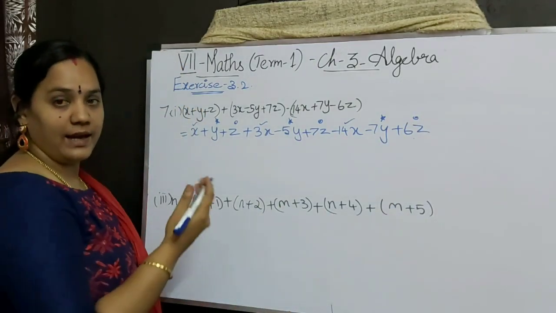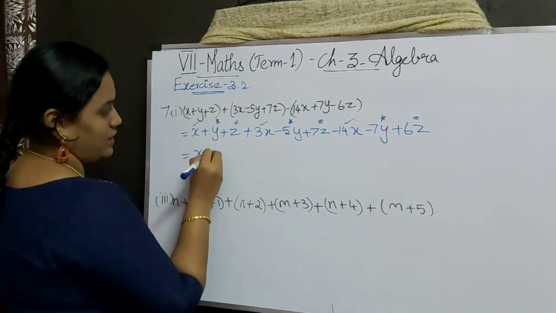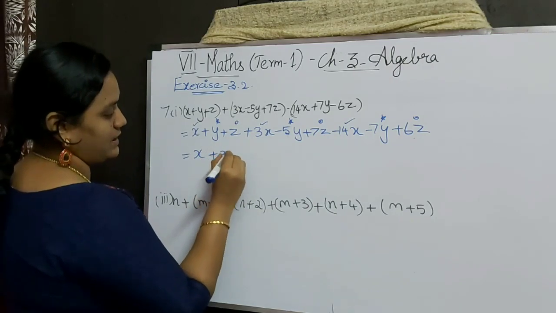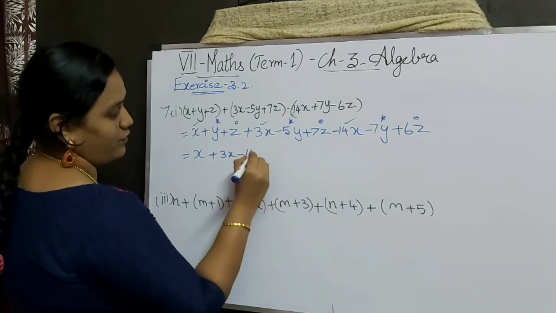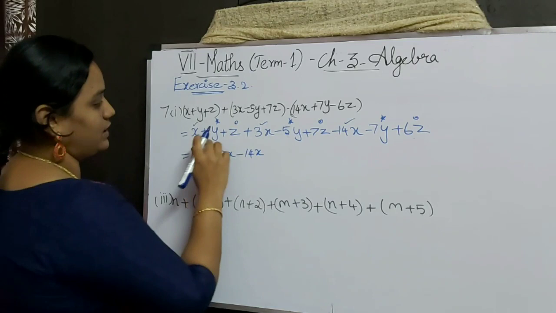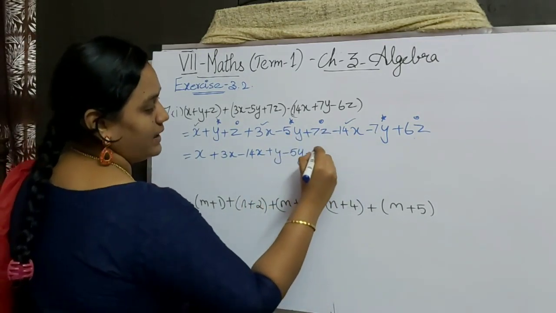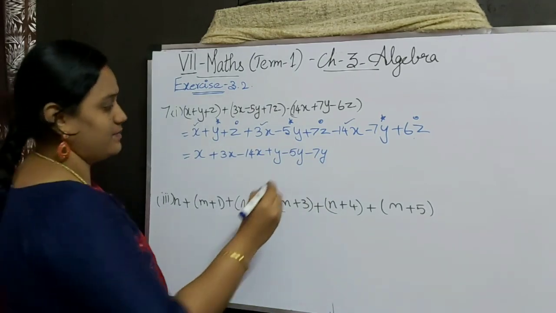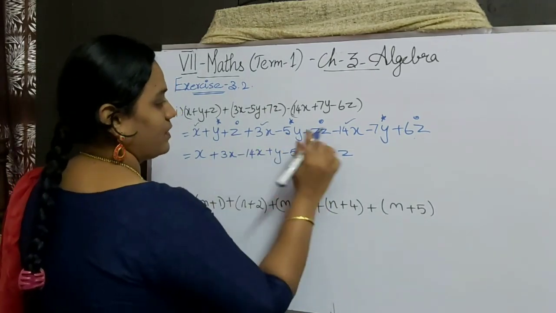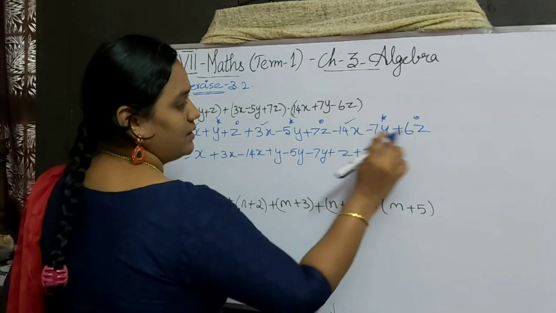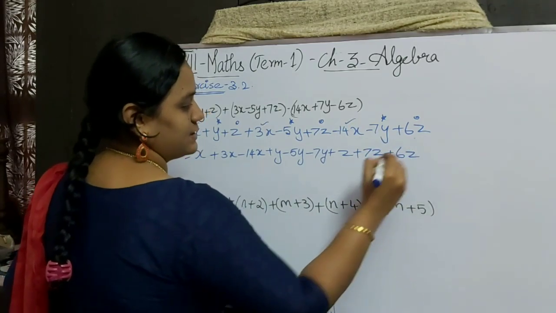So shall we write the like terms together now? Yes. So x plus 3x minus 14x. Okay, y terms: plus y minus 5y minus 7y. Then z terms: plus z plus 7z plus 6z.